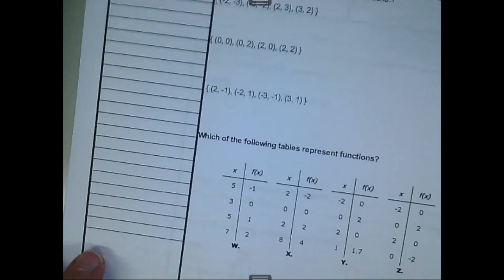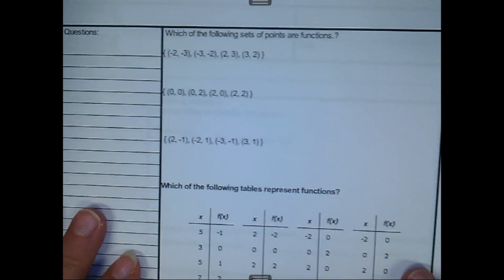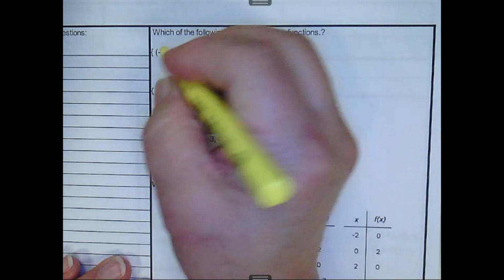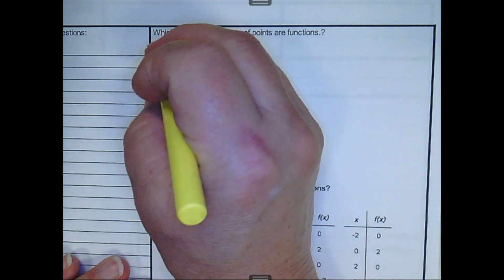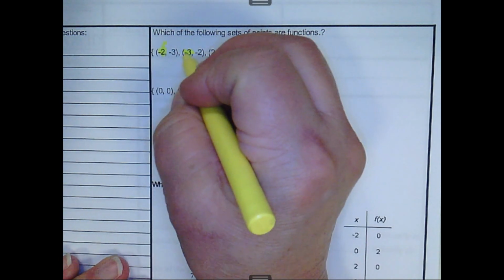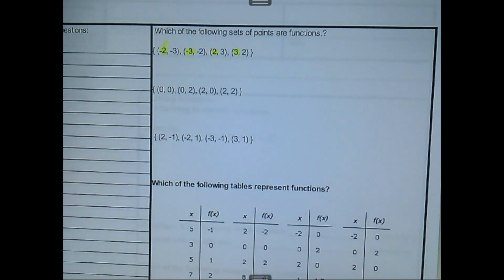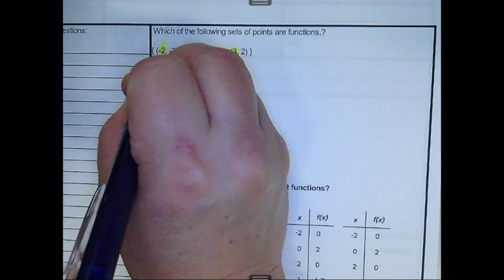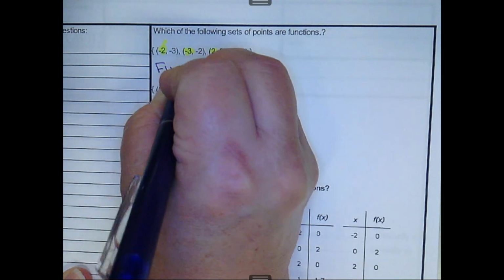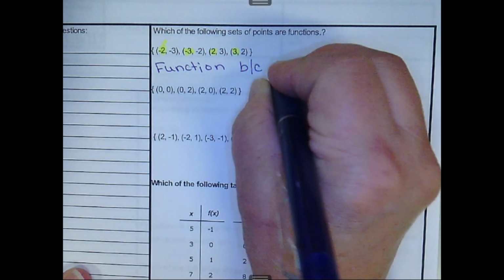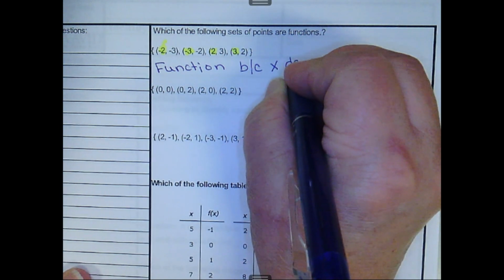Okay, which of the following sets of points are functions? Once again, what do we look at, the x's or the y's? We look at the x's. So I've got -2, -3, 2, and 3. Are any of those highlighted numbers the same? No, so this is a function because x does not repeat.